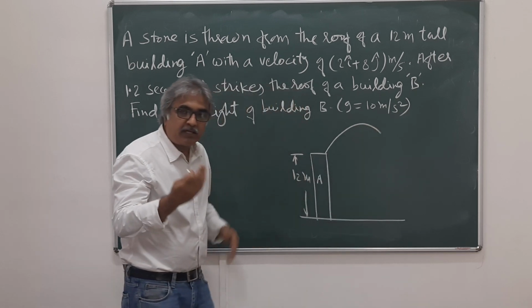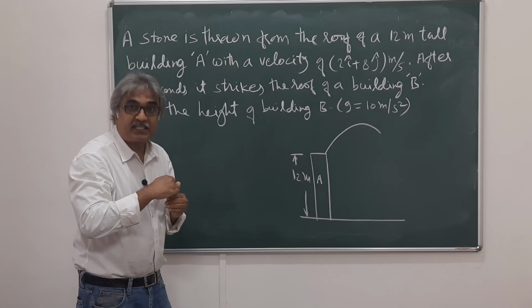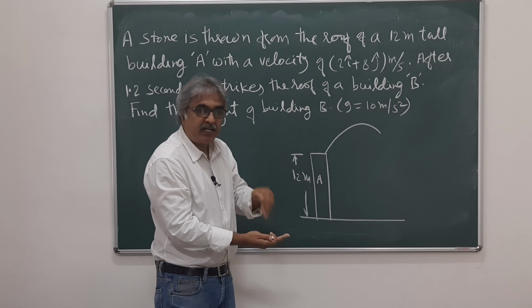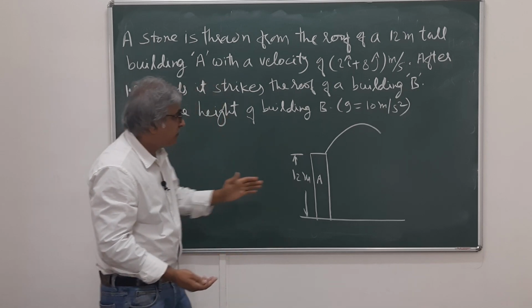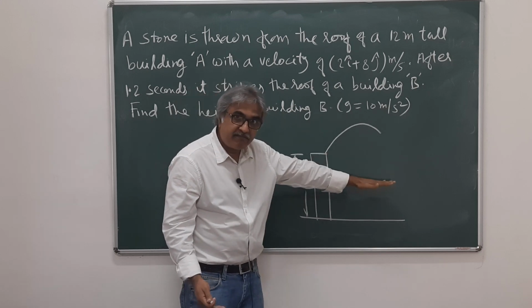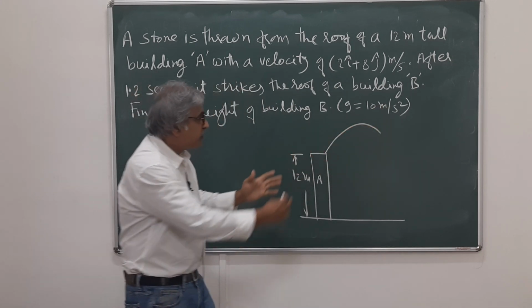Now we don't know where this stone is going to land. It's going to strike the roof of the second building, so it's going to fall on top of the second building. We don't know whether the second building has height less than 12, or it could be more than 12 meters. So how would you draw this figure?